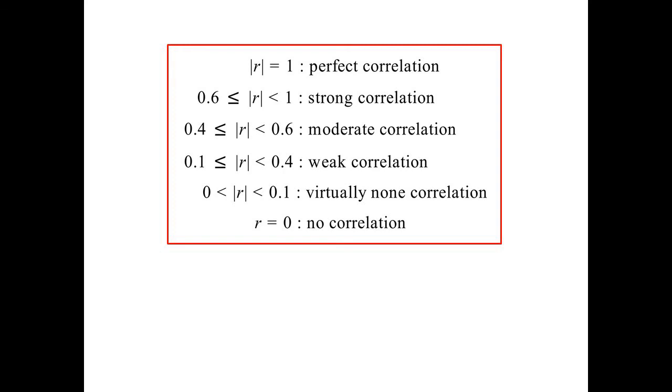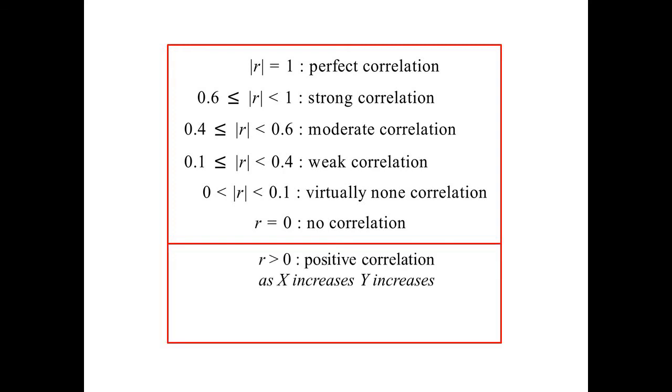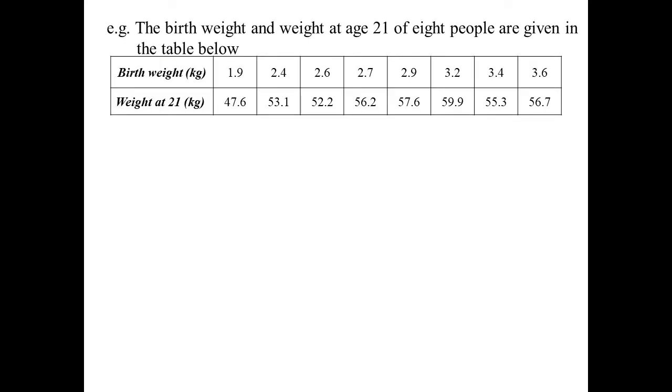You'll notice I put absolute value there because we can have positive correlation and negative correlation. So positive correlation just means they both increase or they both decrease, whereas negative correlation means as one goes up, the other goes down. All right, this is the example we're going to use.